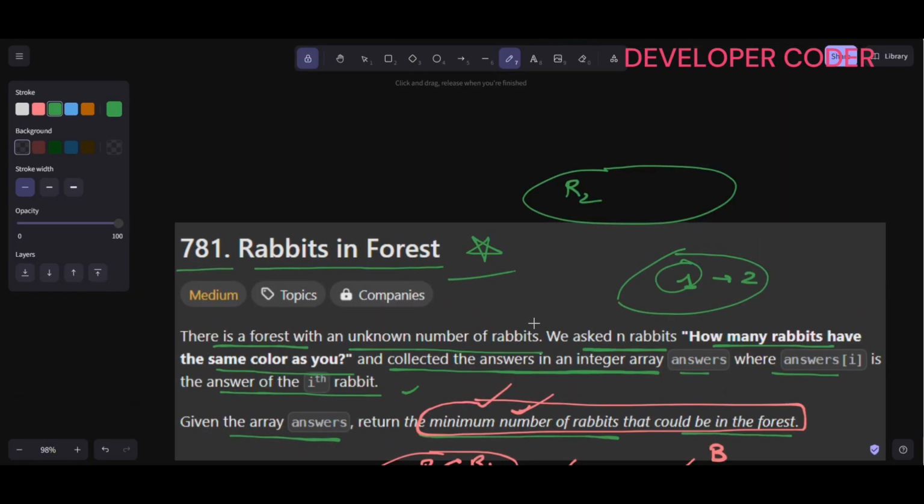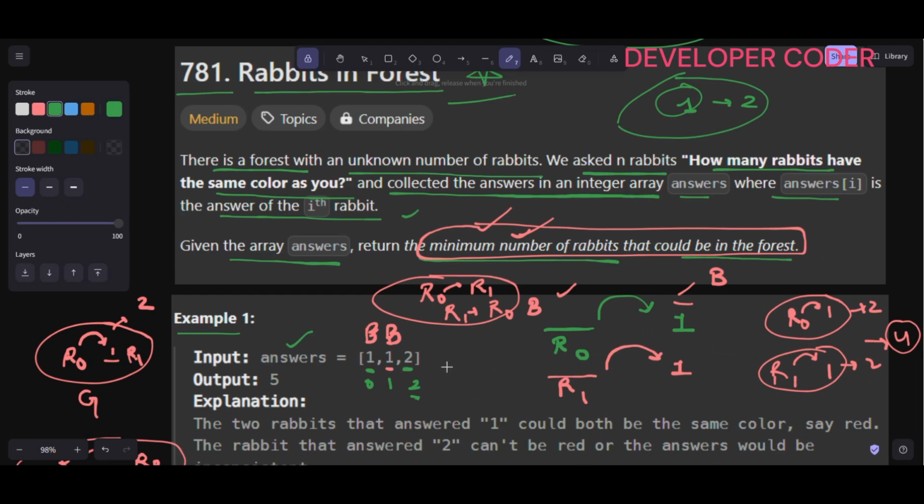Rabbit at index 2 is saying that there are two more rabbits other than him having the same color. Okay, so let's suppose rabbit 2 is having red color. That simply means that this one is having red color and this one is also having red color. And then this answer ends.